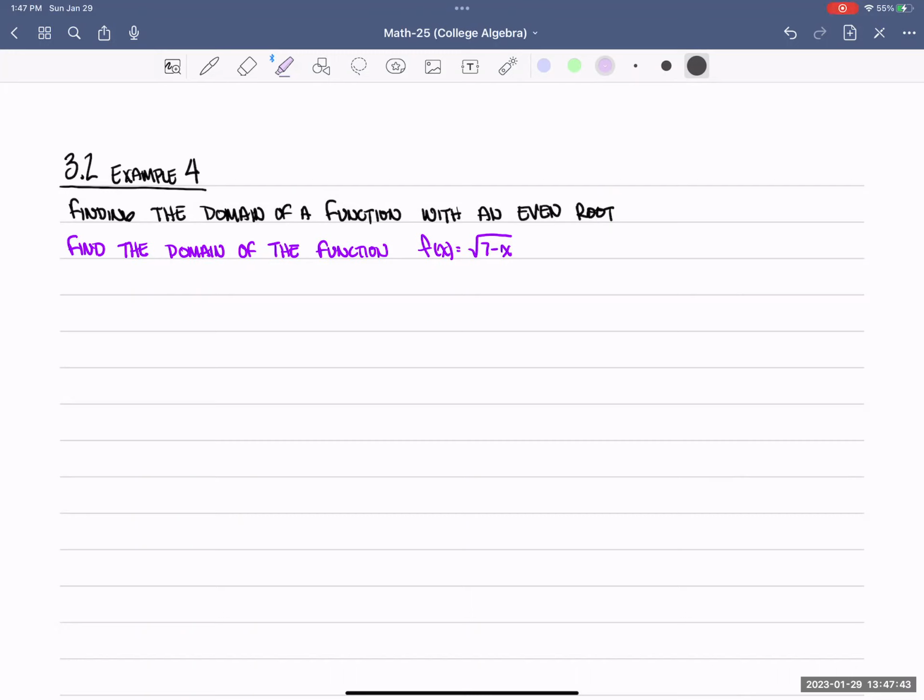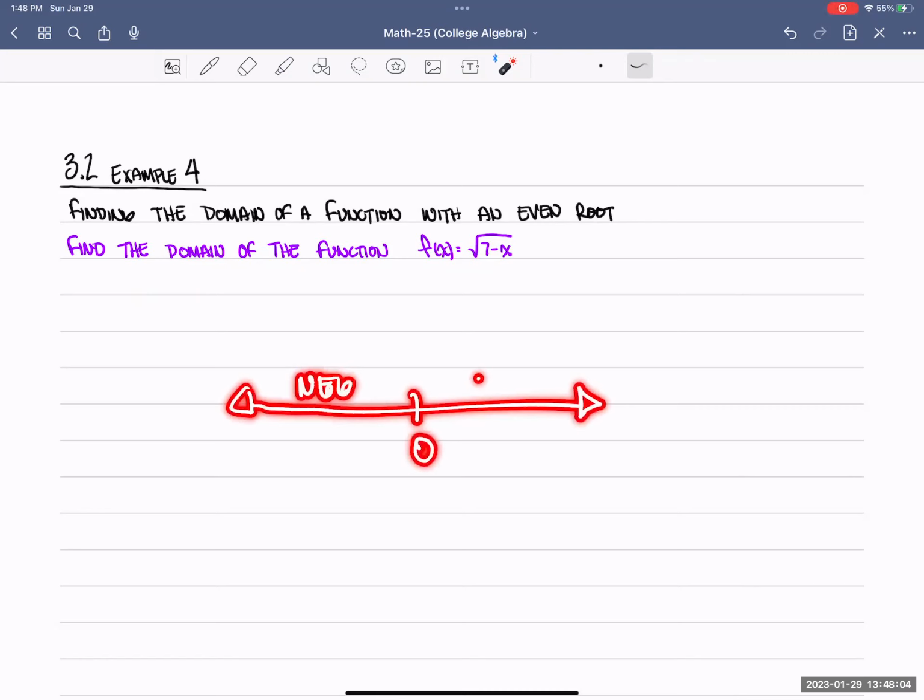So here we have a square root, and the problem here is that we don't want negative values inside of the square root. So here, the one way that we could determine a negative value from a positive value is by looking at the number 0. Anything to the left of 0 is going to be negative. Anything to the right of 0 is going to be positive. So from there, we say that we want all of these numbers to be greater than or equal to 0.